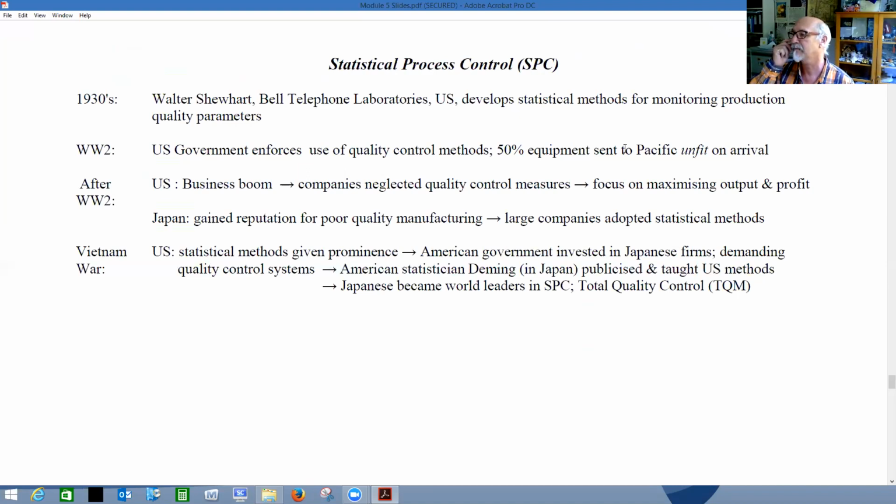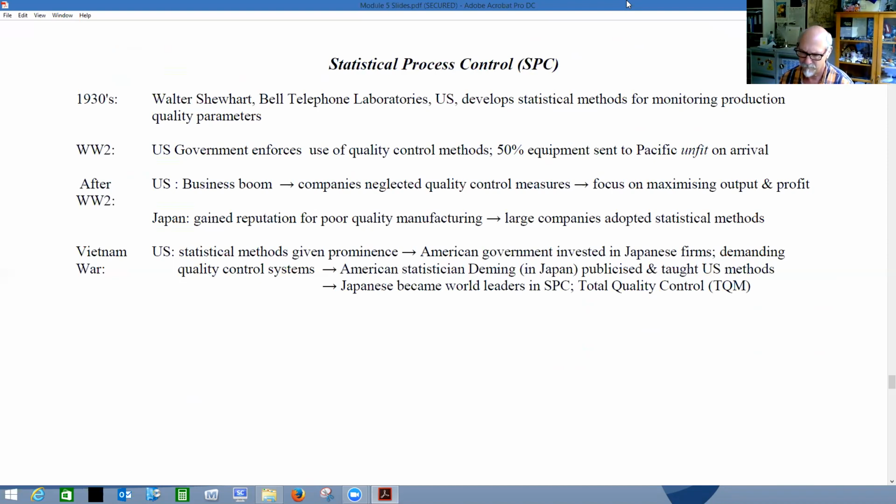Shewhart from Bell Telephone Laboratories started developing this idea of statistical process control. In World War II, it became a significant problem because during the war, particularly in the Pacific, when equipment arrived, basically 50% of it didn't operate, so there was not great quality assurance or quality control. And then after World War II, it kind of went out the window because there were such boom times in the American economy that they were more interested in maximising output and profit.